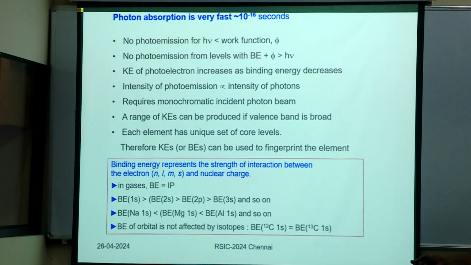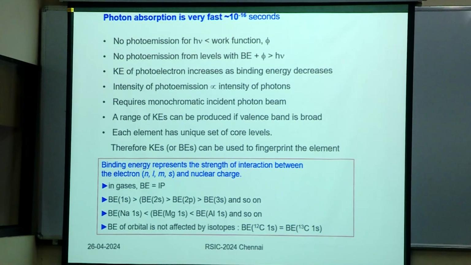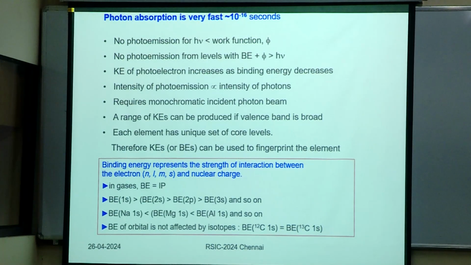n, l, m, s are basically your quantum numbers. An electron present with a particular quantum number will have a particular binding energy. That electron will interact with the nucleus and it will have a particular energy. Interaction energy, you call it.